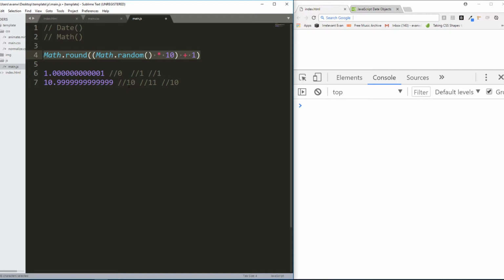We went from 0 to 10 to 1 to 11 to 1 to 10. We arrived at the right range in the end, but it took some problem solving and some steps to get there. And all of this is easily understood if you can understand that Math.random generates any random number between 0 and 1. It does not include 0, and it does not include 1.